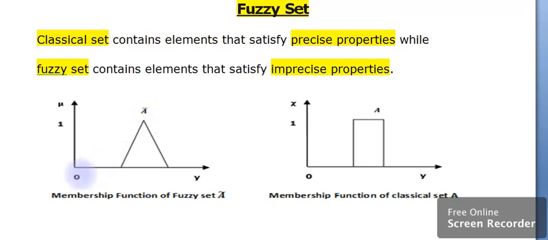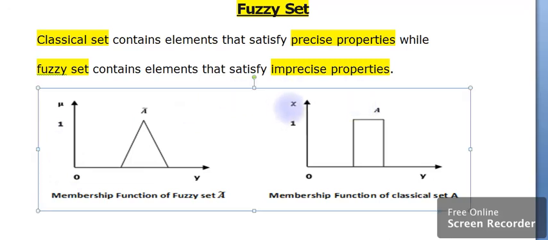Okay, so this is 0 to 1, the range of values. So I can give 0, 0.1 up to 0.91. But here it is either 0 or 1, which is a Boolean value. So here it is the characteristic function, chi. Whereas in case of fuzzy set, it is the membership function, mu value. This membership function value is in the range 0 to 1, whereas in case of classical set, this characteristic function value is either 0 or 1.